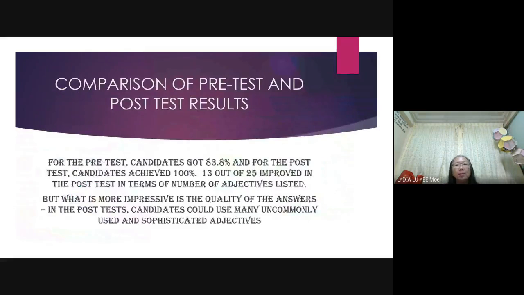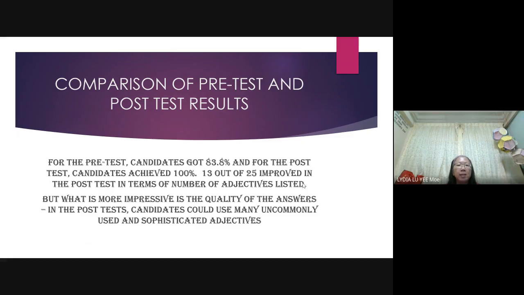Okay, now comes the comparison of pre-test and post-test results. So in general, candidates got 83.8% for the pre-test, and for the post-test, they achieved 100%. So in terms of quantity, students were not that bad. In the pre-test, some of them could get 20 out of 20, 10 adjectives for places, 10 adjectives for people. Only a few of them could not. For the post-test, all of them could achieve 100%.